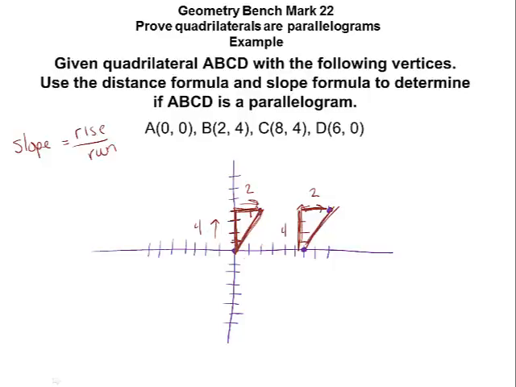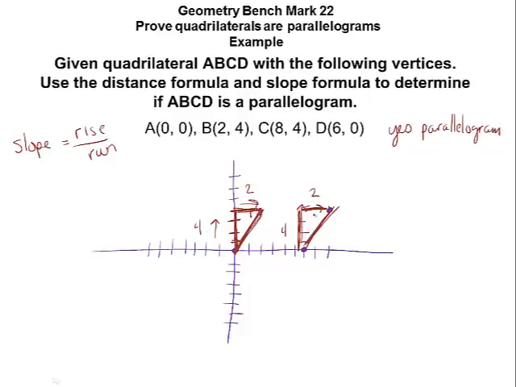So if I go up and over the same number of squares between the two sides, then that makes my lengths here and here also the same length. So yes, this is a parallelogram. And I did not have to calculate the distance formula or the slope formula for any points. I just count for two sides that the rise and the run are the same.